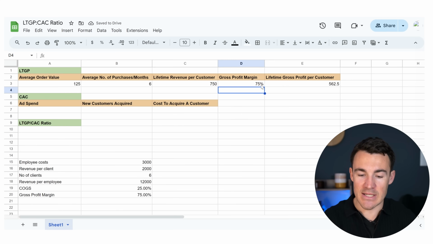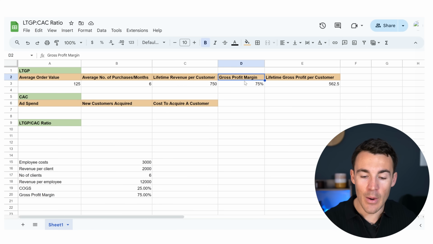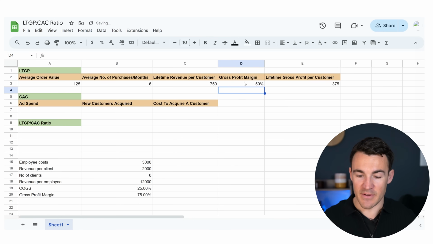So if you're a service-based business and it's a little bit more difficult to work out your cost of goods sold and your direct costs to work out your gross profit, then just run this calculation down here as we did, and that's how you can calculate that number and carry on. We, however, are going to switch back to the first example for the rest of this process. So I'm going to change that back to 50% so all the numbers make sense, okay?